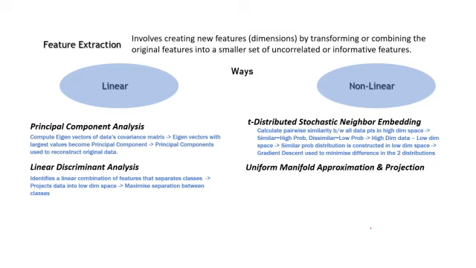And then we have Uniform Manifold Approximation and Projection, that is UMAP, where UMAP constructs a high dimensional graph representation of the data. It optimizes a low dimensional graph to be as similar as possible to this high dimensional graph, and the result will be a low dimensional representation of the data.